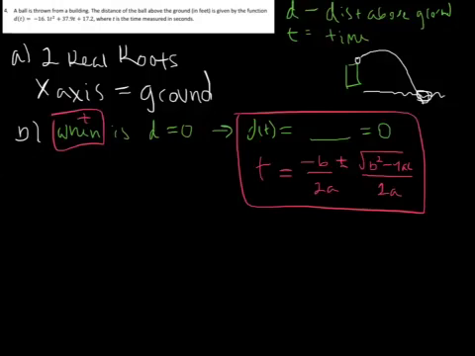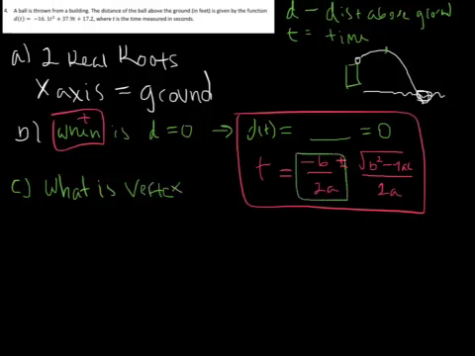Now C wants us to figure out what's the maximum height that the ball is going to reach. What is the highest point that it will reach? And the highest point of your parabola is your vertex. So what this is looking for is, what is the vertex? Well, the vertex occurs at negative b over 2a, right?